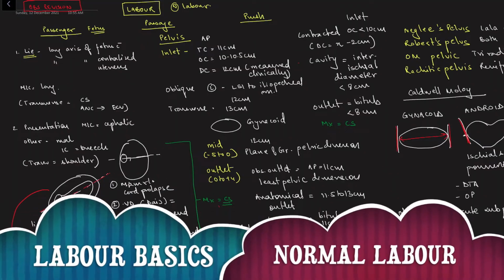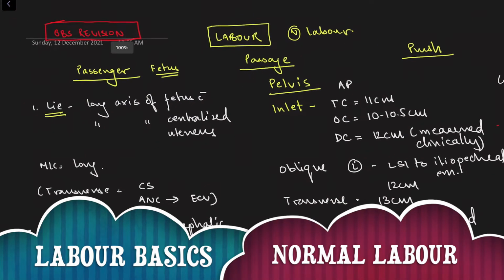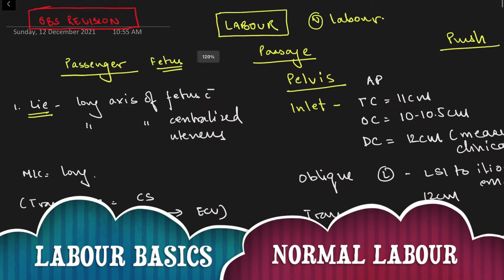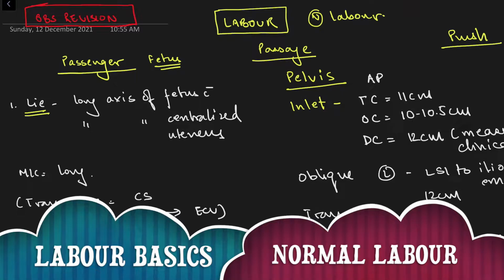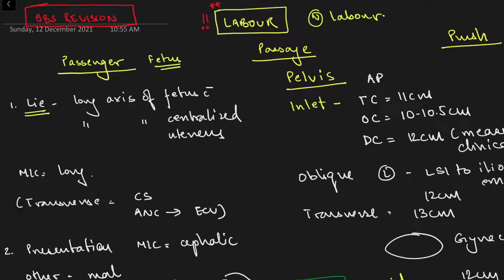So today we'll be starting with part 1 of obstetrics rapid revision, and the most important topic that we'll begin with is labor, right? So let us start with normal labor. We will study it into three topics: passenger, passage, and the push. So starting with the passenger, that is the fetus.